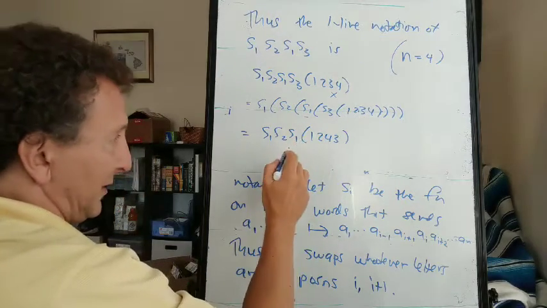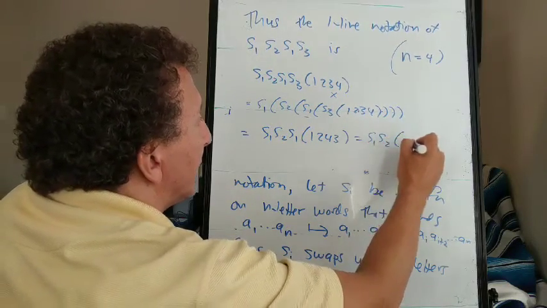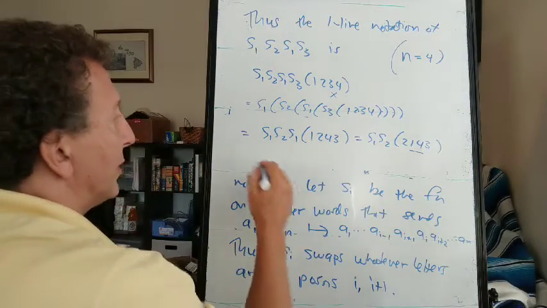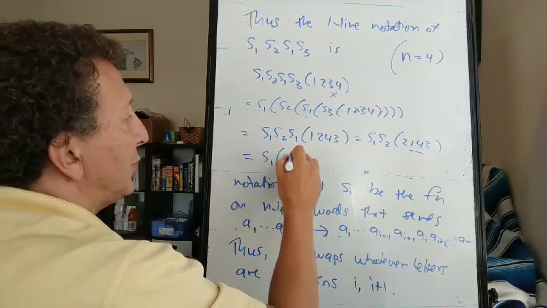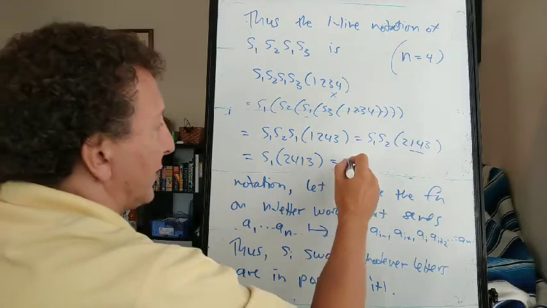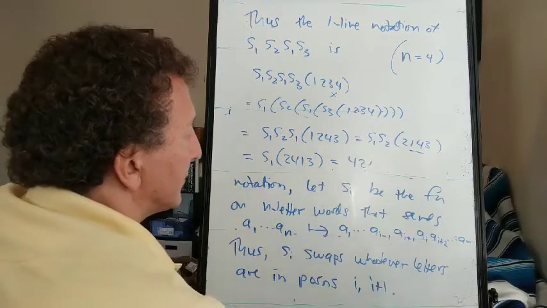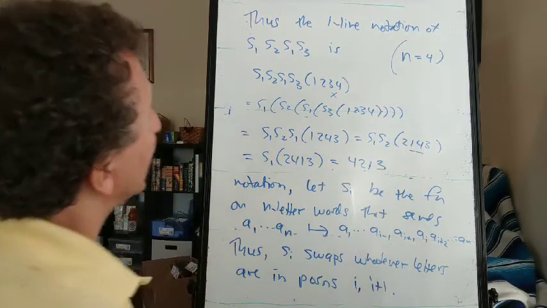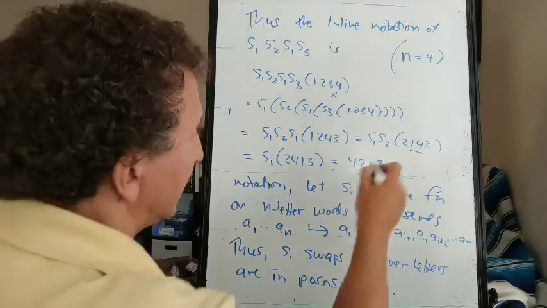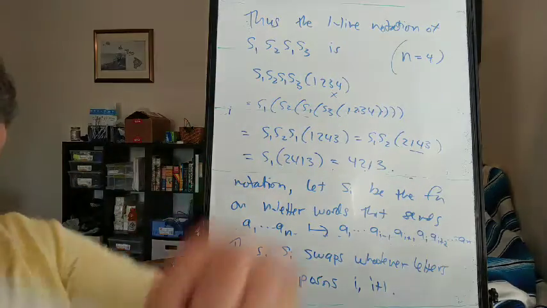And then s1 swaps what it sees in positions 1 and 2, which happen to be letters 1 and 2. And then s2 swaps what it sees in positions 2 and 3, which is the 1 and the 4. So that's 2, 4, 1, 3. And then s1 swaps what it sees in positions 1 and 2. So that's 4, 2, 1, 3. So the one-line notation of s1, s2, s1, s3 is 4, 2, 1, 3. The end.